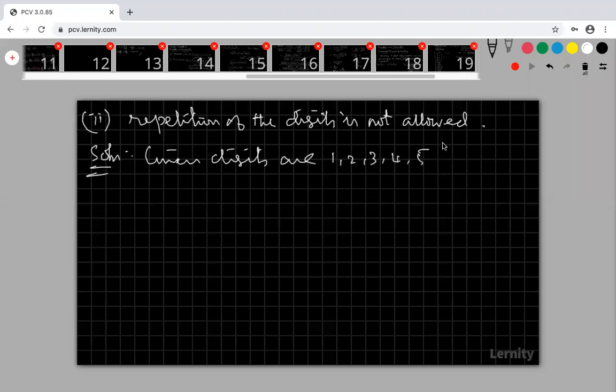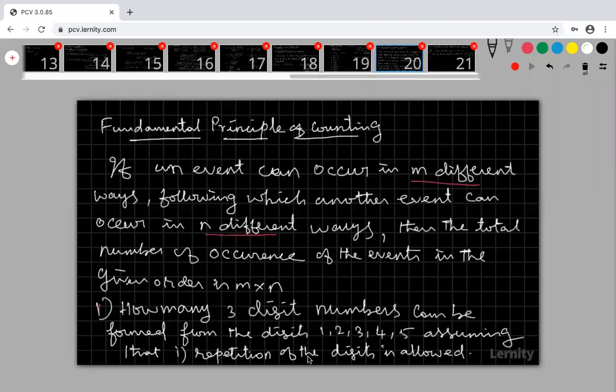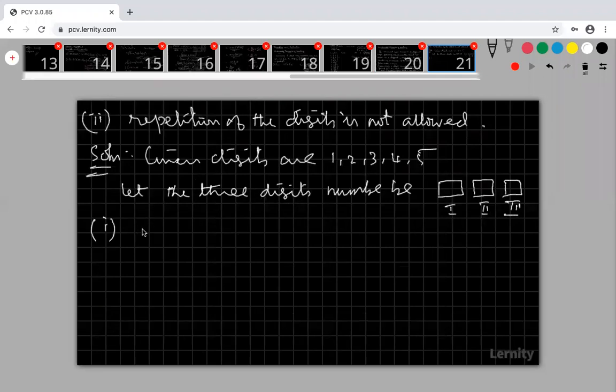Okay, let the three-digit number be like this. This is 1, this is 2, this is 3. That means a 3-digit number. So this is my unit place, this is my tens place, this is my hundreds place. Right. So now come to the first question. My first question is repetition of the digits allowed. Look at the number of ways.